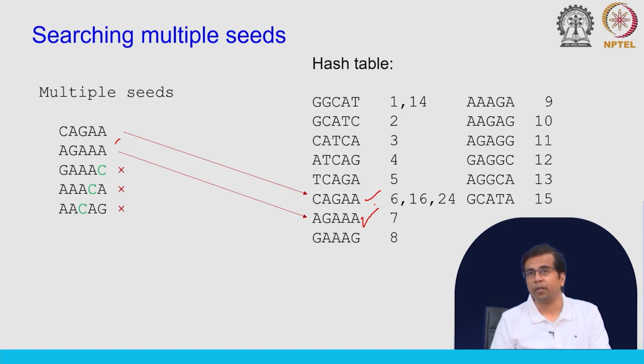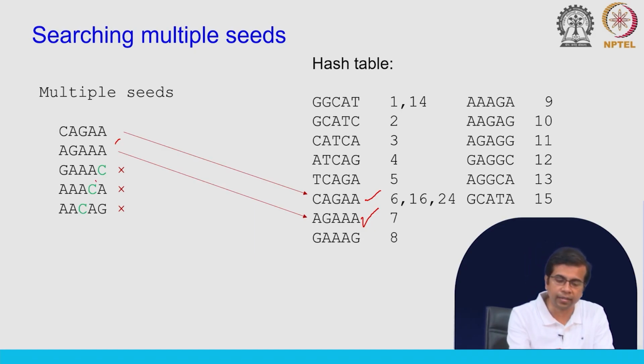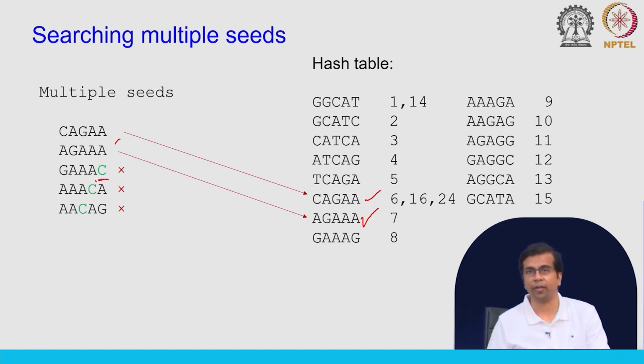But the rest of them do not match, there is no match, and I have highlighted this C base here because this is a mutation. This is a change in the read, it could be a mutation or a sequencing error. So, these 3 seeds are not matching, but the first 2 have matched. The first one is matching, let us say, to these 3 positions. So, there are 3 values for this first match.